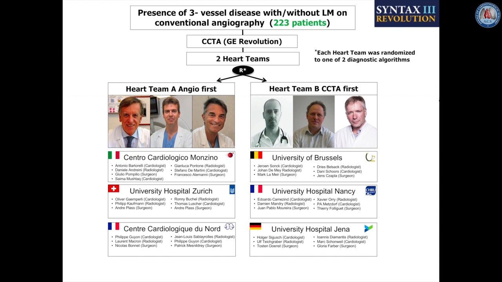You see the heart team with the three components: the interventional cardiologist, for instance, Antonio Bartorelli, the radiologist, Daniele Andreini, and the surgeon, Giulio Pompilio. We had 6 centers in Europe: Monzino, Italy; Brussels, Belgium; Zurich, Switzerland; Nancy and the Centre Cardiologique du Nord in France; and the University Hospital of Vienna with the surgeon Thorsten Dunst.